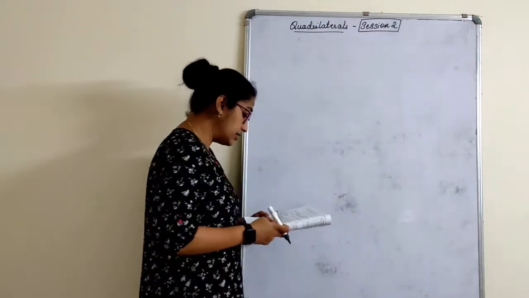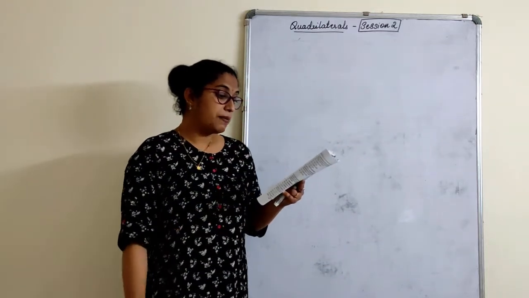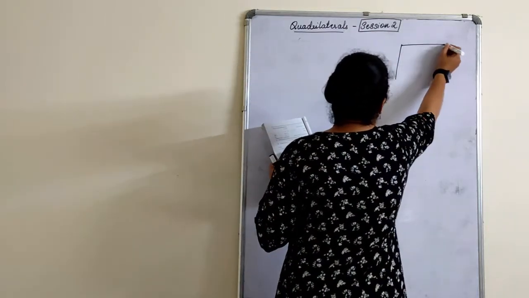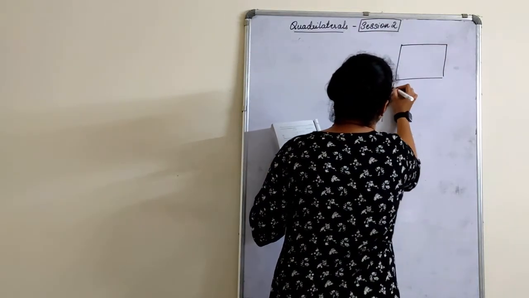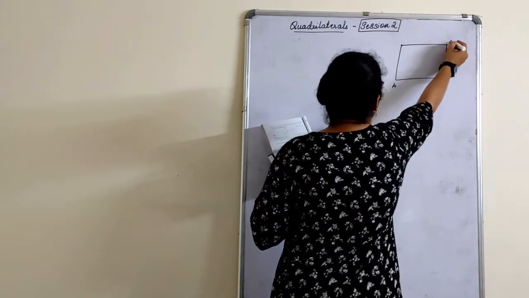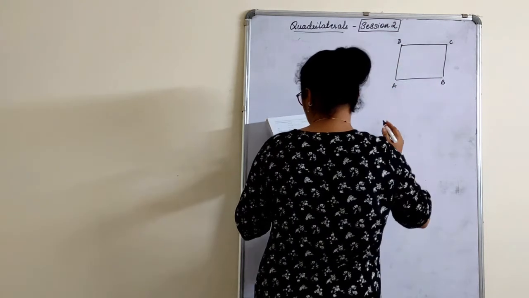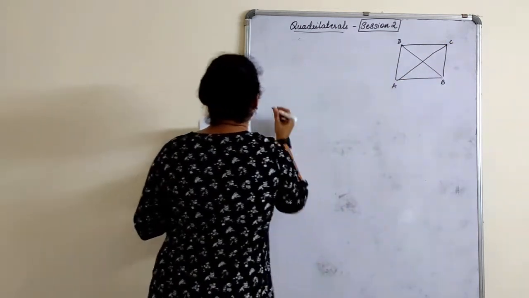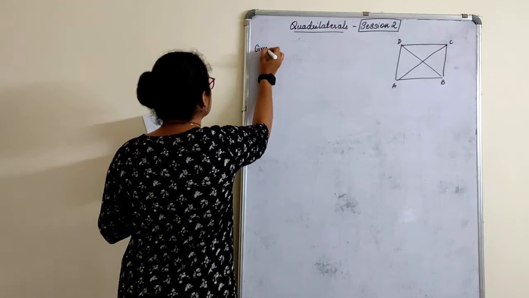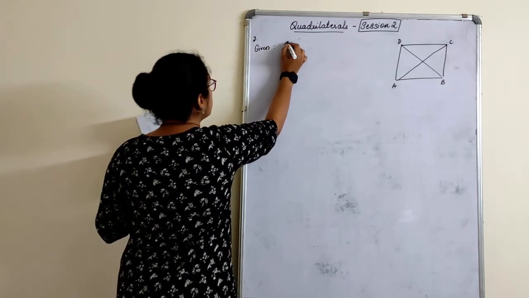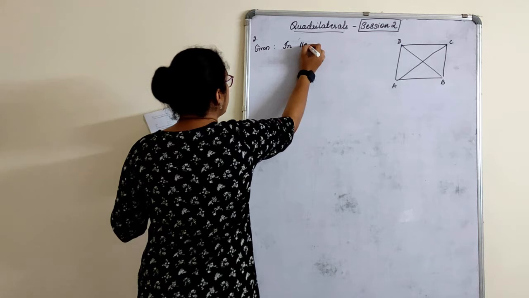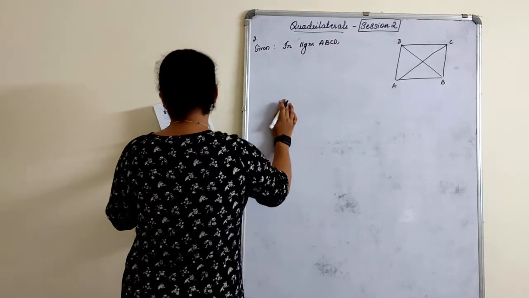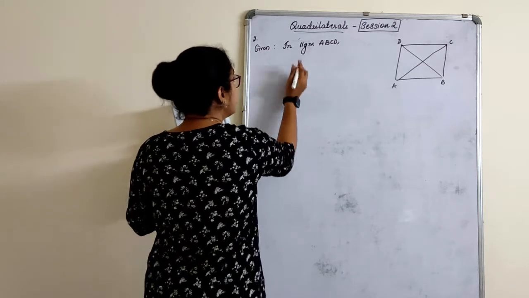So what they have given here is, if the diagonals of a parallelogram are equal, then show that it is a rectangle. First of all, we need to draw the figure A, B, C and D. So if the diagonals are equal, both the diagonals we have to draw. Given: in parallelogram ABCD, what they have given, diagonals are equal.